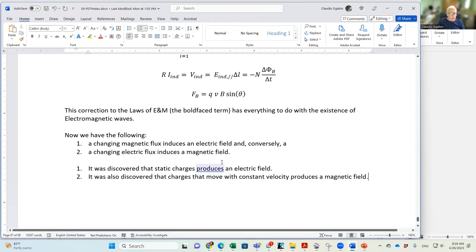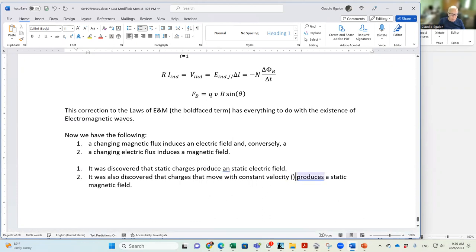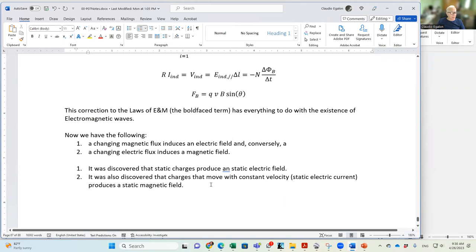And I'm going to emphasize here that in both cases, they are static fields, both static, electric and magnetic. Static charges produce a static electric field, and charges that move with constant velocity, I'm going to put it between parentheses, a static electric current, produce a static magnetic field.